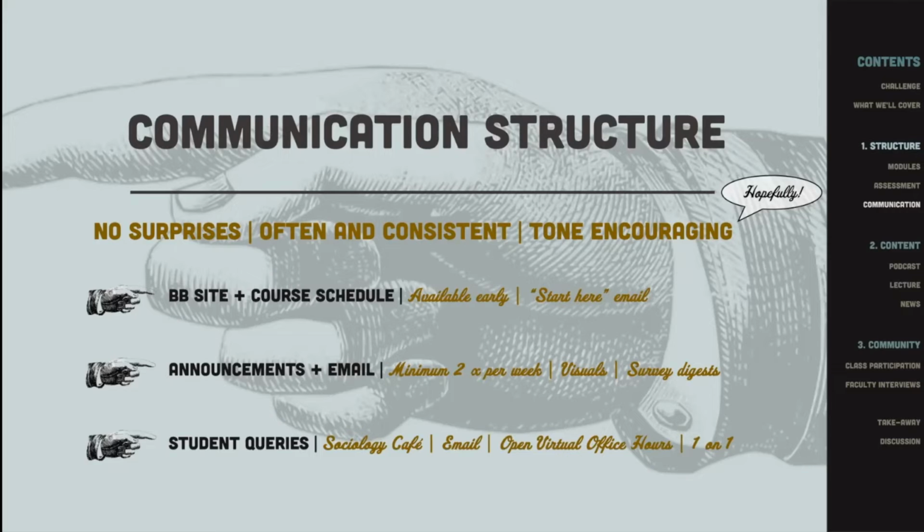We have a Sociology Cafe, which is basically an open discussion board where they can ask me any questions. If they want to ask something not in public but in private, they can email me. I have several open virtual office hours a week where they can drop by. And if they cannot make that or have a private concern that they want to discuss virtually face-to-face, they can make an appointment with me, and I schedule a decent amount of one-on-one appointments, usually about 5 a week, sometimes a little bit more, sometimes a little bit less, in addition to having open virtual office hours.